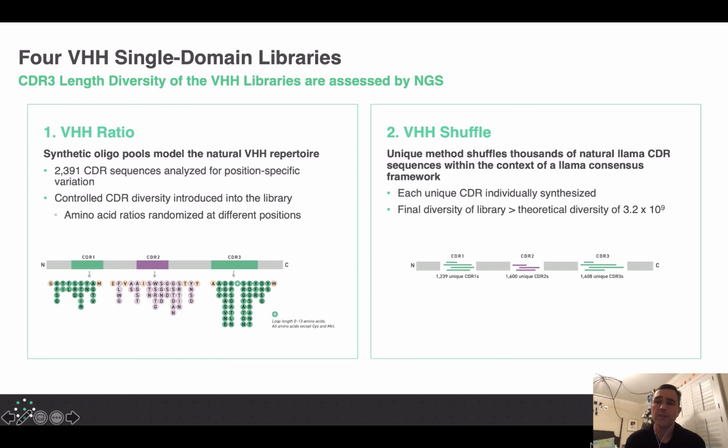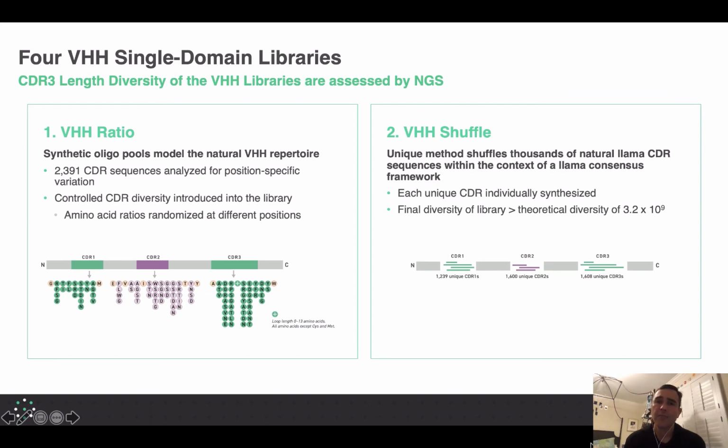It's based off of a consensus llama framework. We basically created synthetic oligos for each of the different CDR loops to mimic the diversity seen in those 3,000 VHHs. So very similar to a degenerate oligo like I talked about before, but in a much more controlled way, where we're actually allowing for specific ratios of amino acids, shown here on this slide.